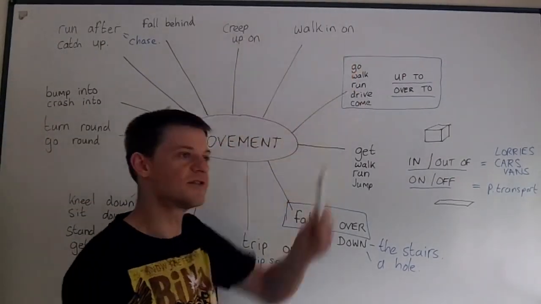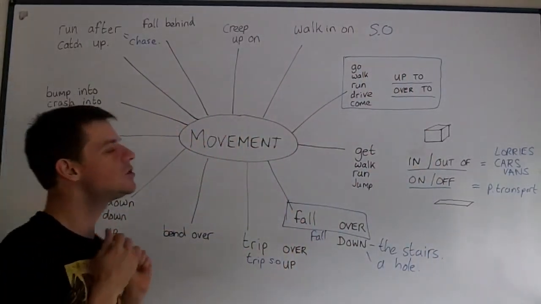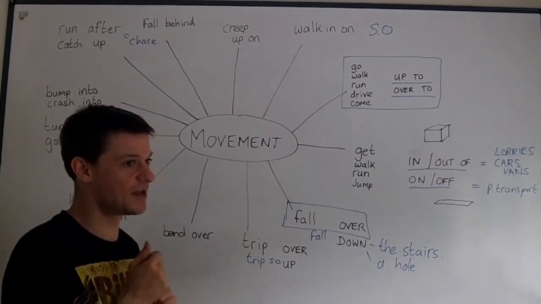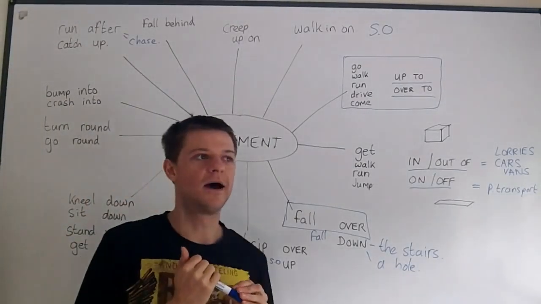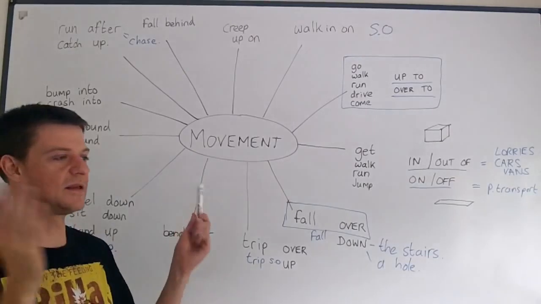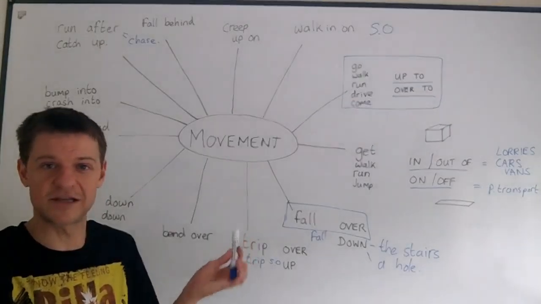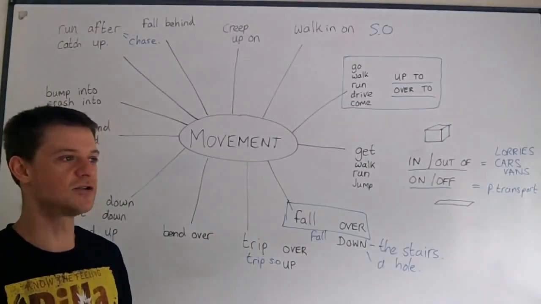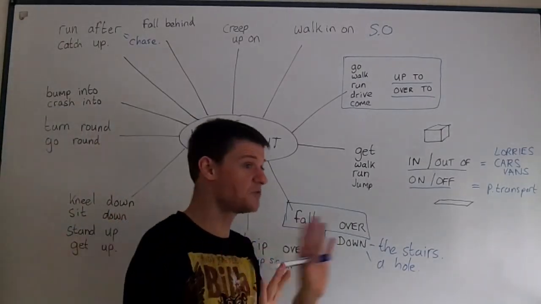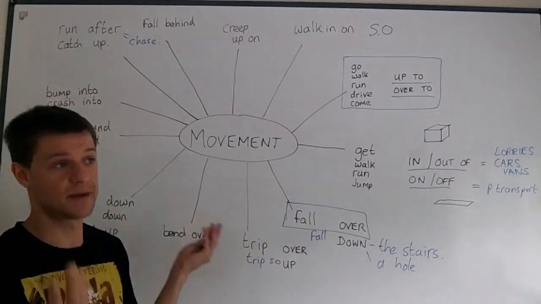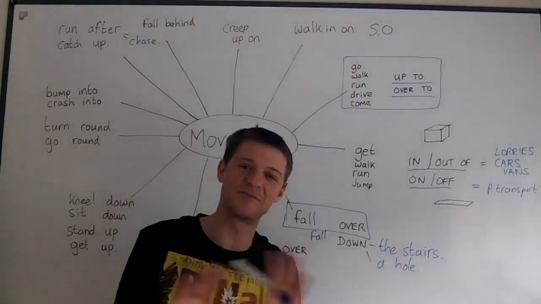Last one, walk in on someone. If you walk in on someone, it means that you surprise them when they're not expecting and don't want to be disturbed. So maybe you live together with a few other friends, you're in a student accommodation, student house, and you go in to use the toilet and you walk in on someone in the shower. They don't want to be disturbed, they don't want to be seen, so you walk in on them accidentally. Walk in on someone always means disturb someone who doesn't want to be disturbed.